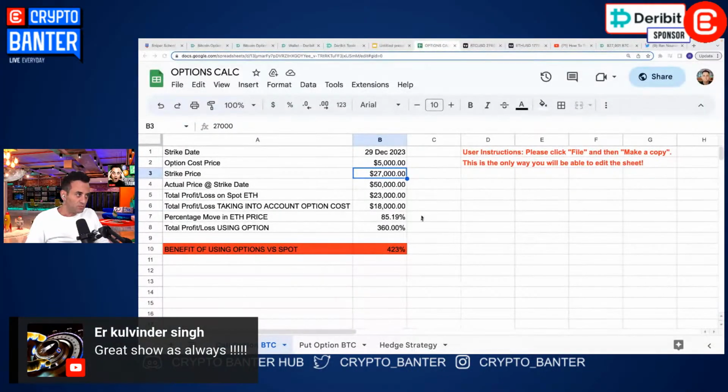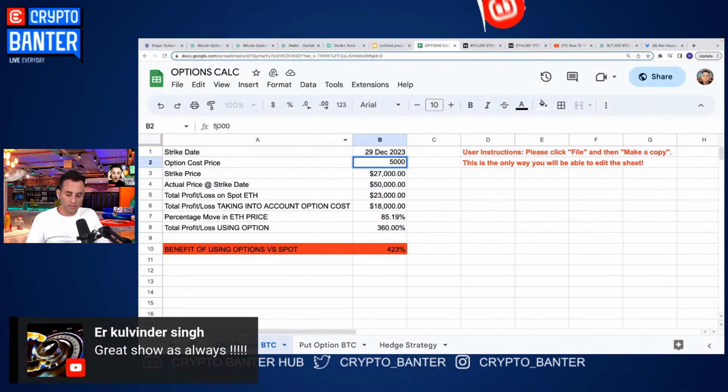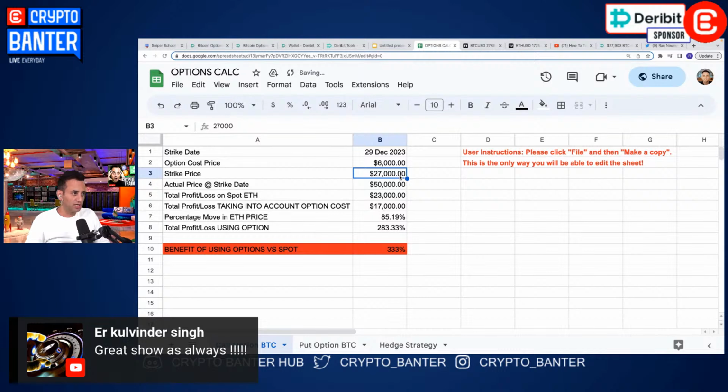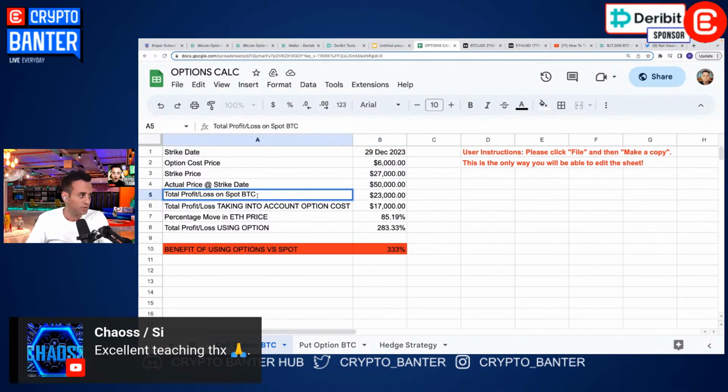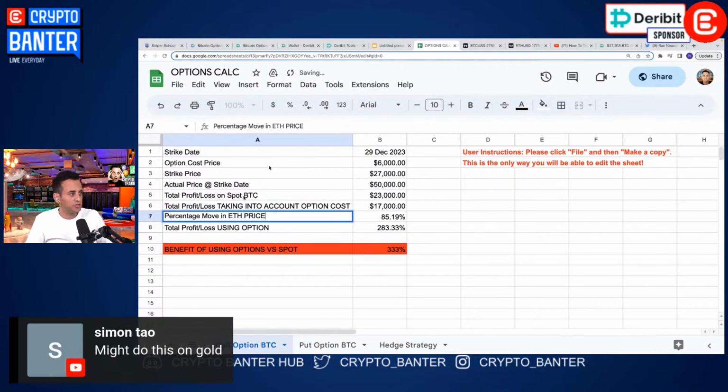So let's say that I want to buy an option. I pay $6,000 for a $27,000 strike price on the 29th of December, 2023. Now let's look at what happens here. If Bitcoin goes to $50,000 at the end of the year, okay? What is the total profit that I would have made on Bitcoin? Let me just change it because I've obviously been using an ETH calculator. Okay, let's just change that to Bitcoin.